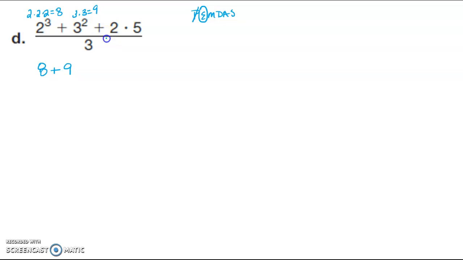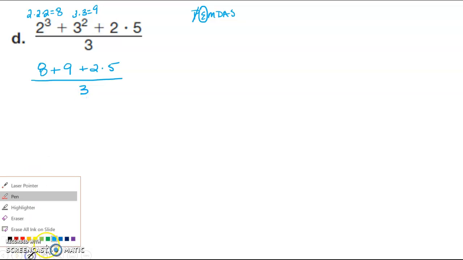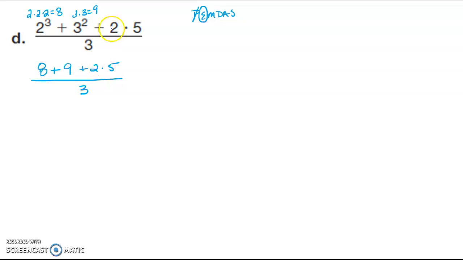So let me go ahead and rewrite that here. I'm not going to change anything else. Everything else is going to remain. I'm actually going to change colors. So I've done exponents, now I'm on the multiplication. So I have 8 plus 9 plus 2 times 5. 2 times 5 is 10, so let me rewrite this: 8 plus 9 plus 10, over 3. Now you may say division is next, but I don't know what I'm dividing. So I have to go ahead and finish the top here before I can divide everything out.